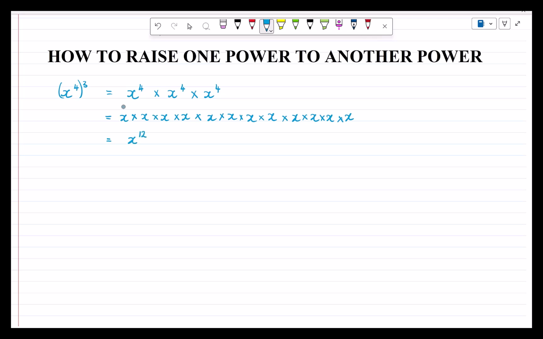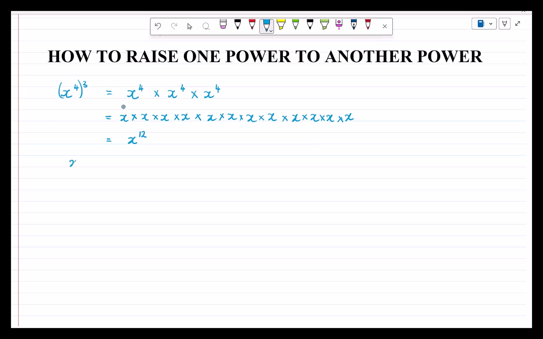However, this is very tiresome, especially if we have larger powers. For example, if we have x to the power of 20 raised to the power of 3, that means the number of x's that we have to write, they are so many. So there is a shortcut of dealing with one power being raised to another power.